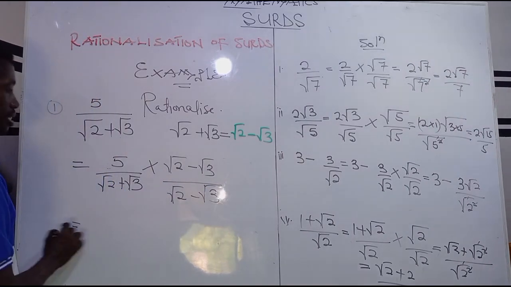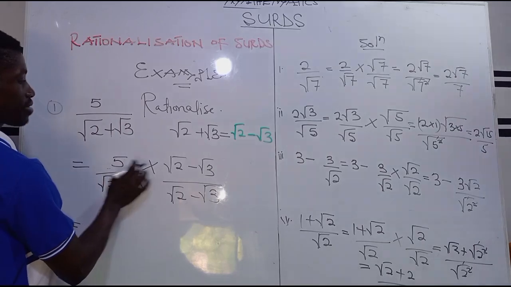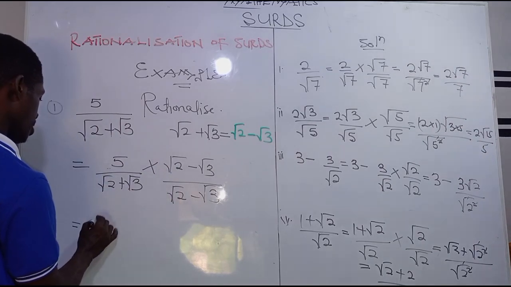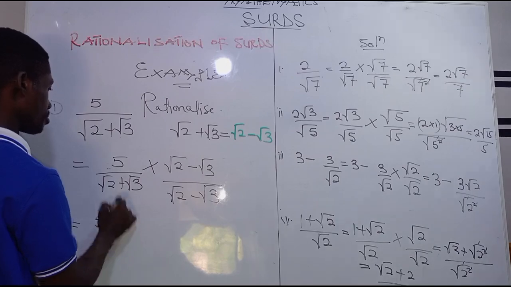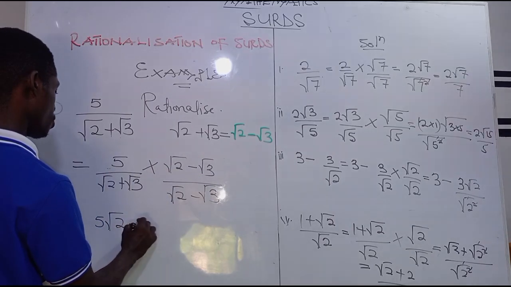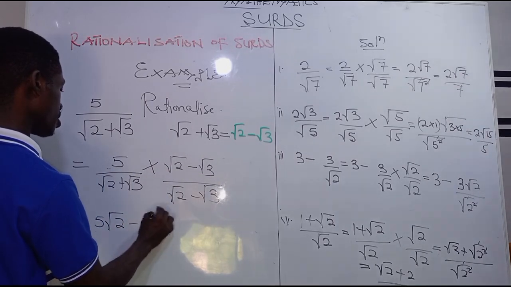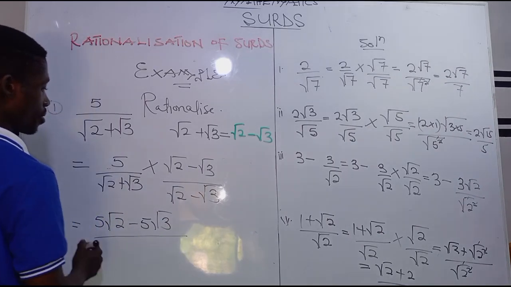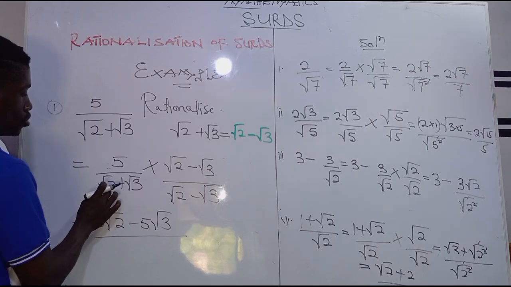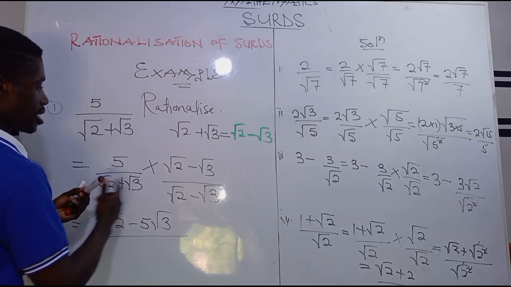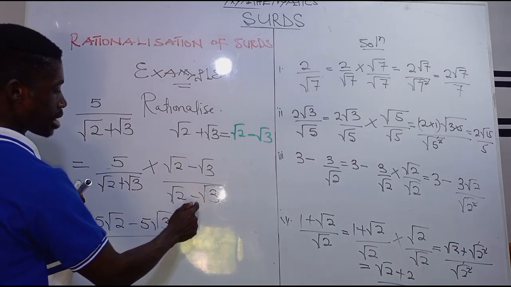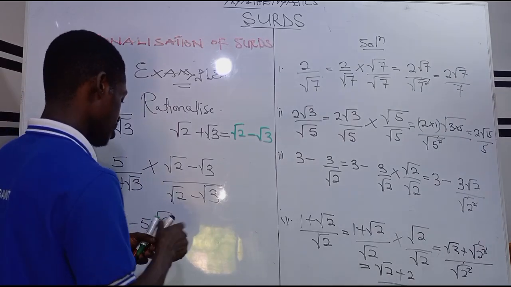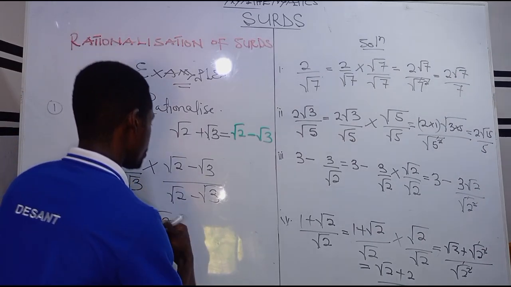Good. Then after that, we simplify. So we have 5 times root 2 give us 5 root 2. 5 times minus root 2 give us minus 5 root 3. Sorry, root 3. Then we have, now looking at this, root 2 plus root 3 times root 2 minus root 3. Now this is the same as this.